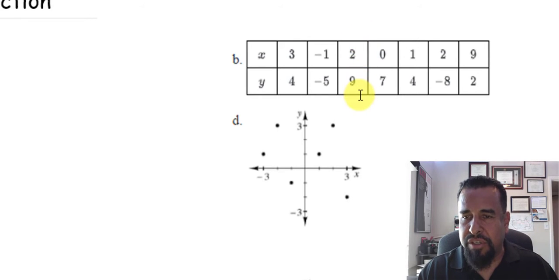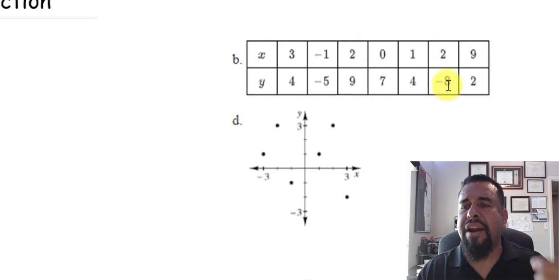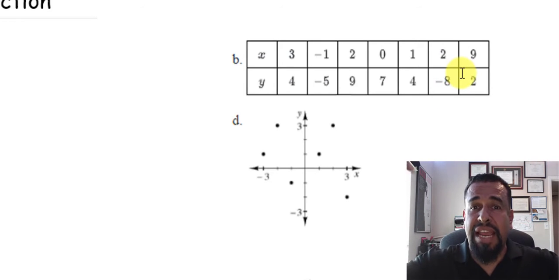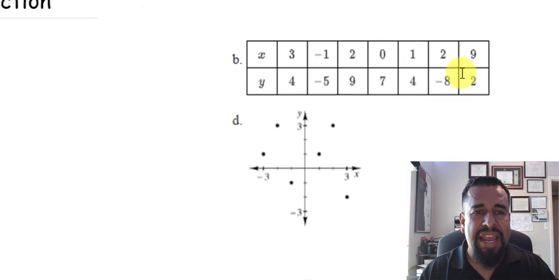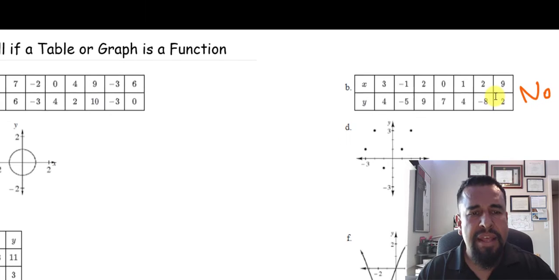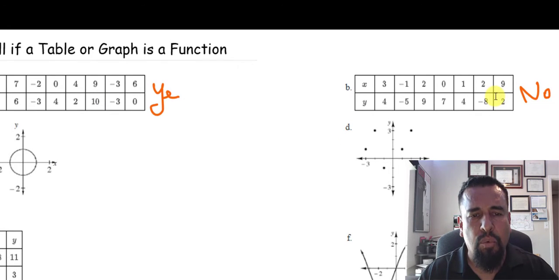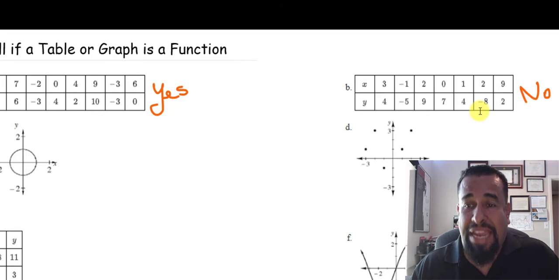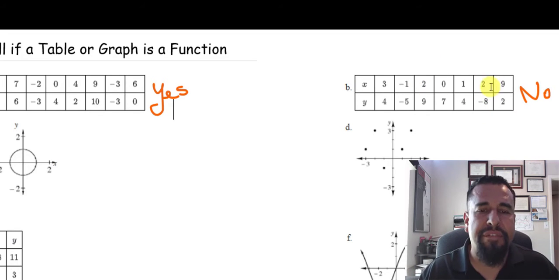I want to check the answers. For the first input of 2, the output is 9. But the second time they used the 2, their answer was -8. So I have 2 different outputs for the same input. So therefore, I would say that this table right here is not a function. Okay, that is not a function. And remember that the other one was a function. So this is not a function because I have 2 different outputs for the same input. For the same input of 2, I get 2 different answers.